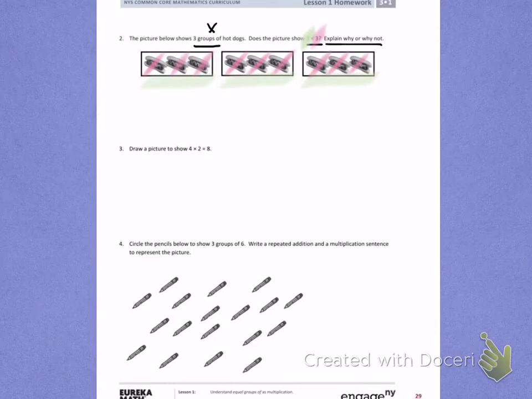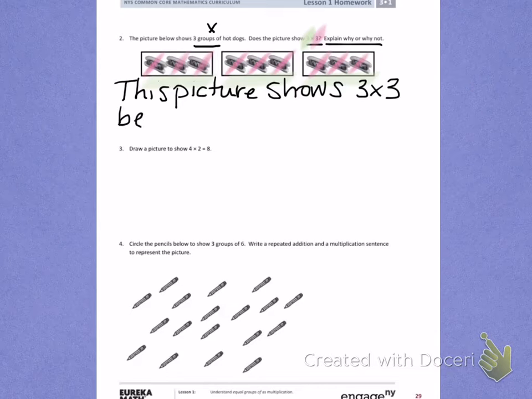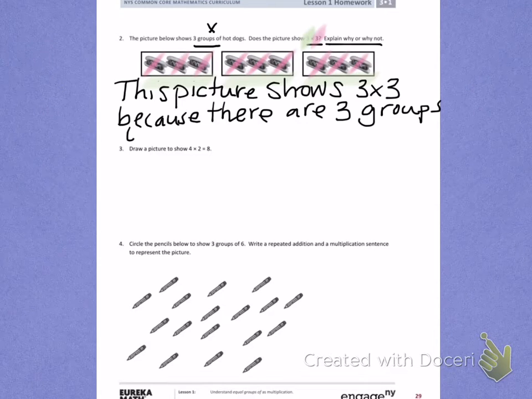I need to explain why or why not this picture is showing 3 times 3. So, this picture shows 3 times 3 because there are 3 groups of 3. 3 groups of 3 is the same as 3 times 3.